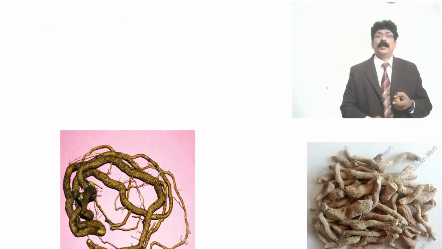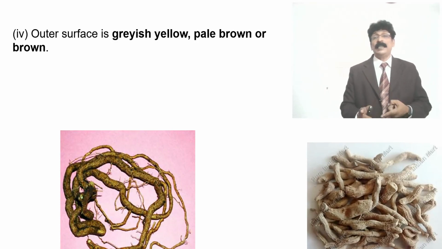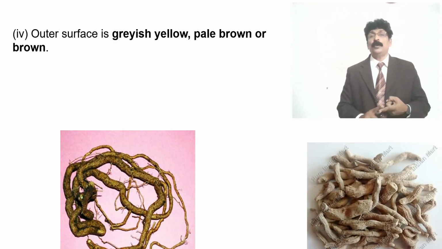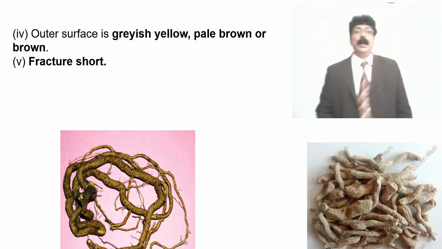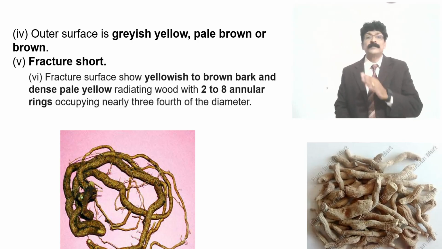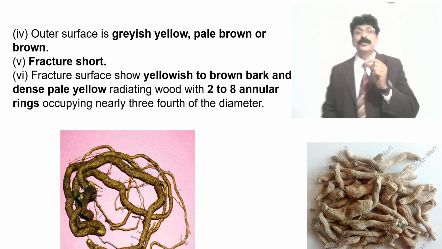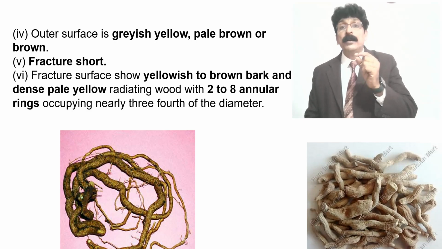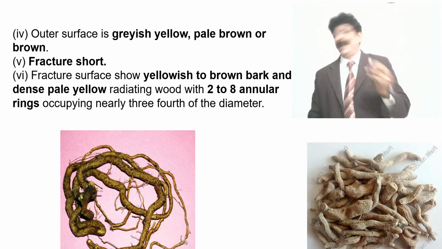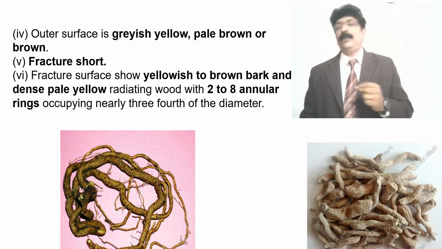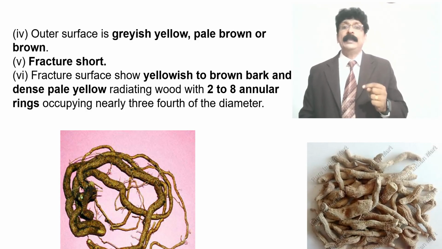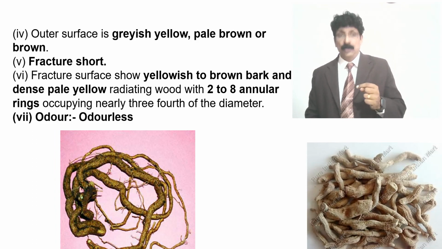Outer surface is grayish yellow, pale brown or brown. Fracture is short. Fracture surface shows yellowish to brown bark and dense pale yellow radiating wood with 2 to 8 annular rings occupying nearly 3/4 of the diameter. Odor is odorless. Taste is bitter.